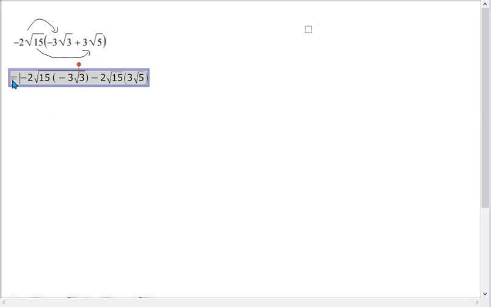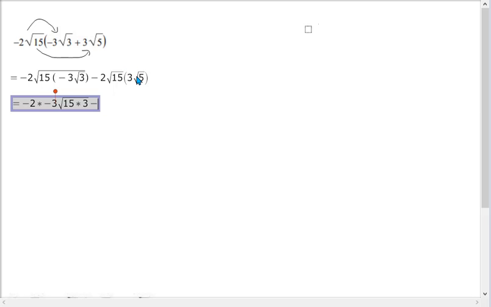Now we are going to multiply coefficient with coefficient and radicand with radicand. In this case, our coefficients are -2 and -3, so -2 times -3, and the radicands are 15 and 3, so you are going to multiply 15 times 3. After this, you are going to multiply -2 times 3, and then the radicands 15 and 5, 15 multiplied by 5. And then it's just time to simplify.